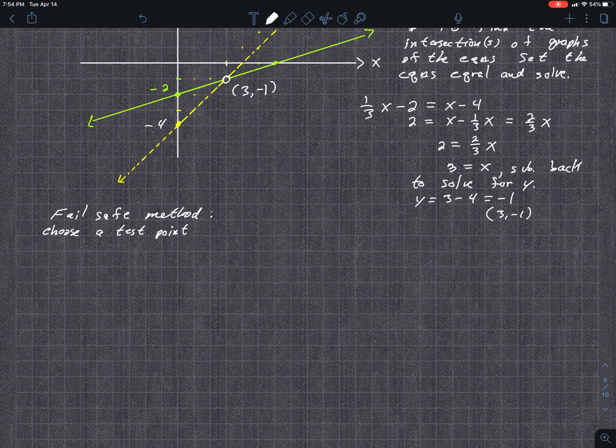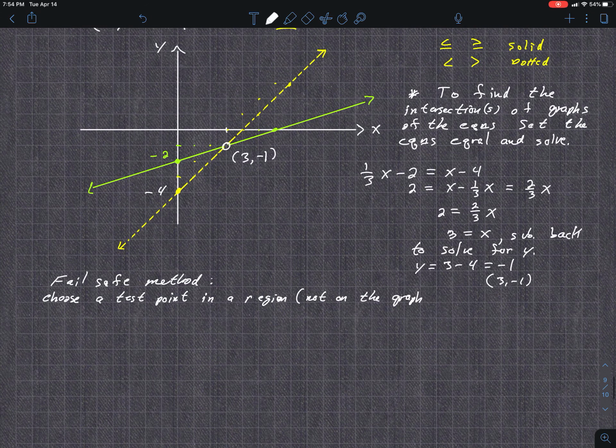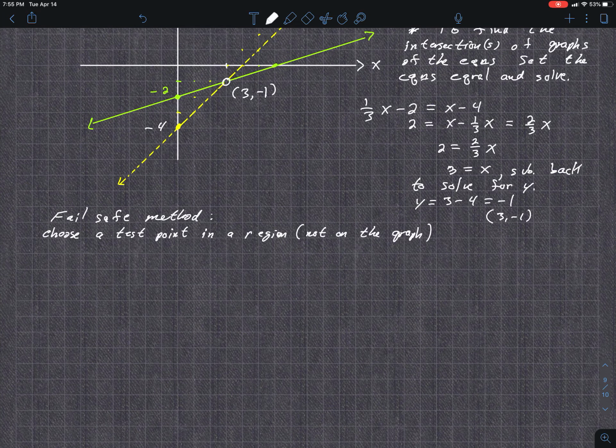So the fail-safe method is this. You choose a test point in a region not on the graph. So basically take the green graph, and that breaks up the region into the upper half and the lower half. So you choose a point. If you can choose 0, 0, that's what you choose. It's the easiest one to choose. Okay, so choose 0, 0, the origin, if not on the graph.